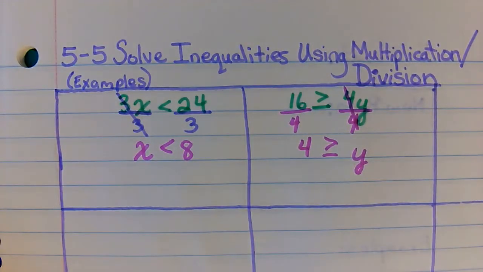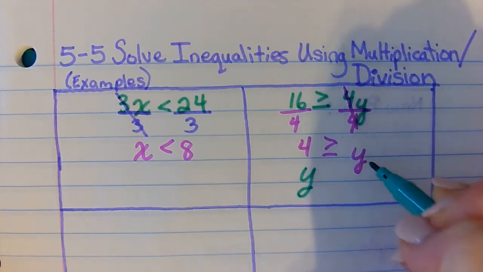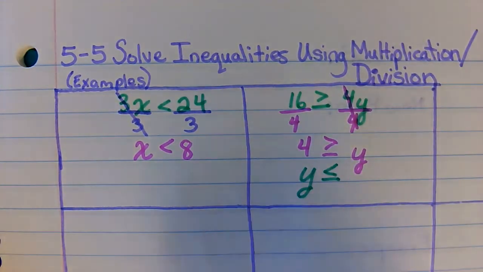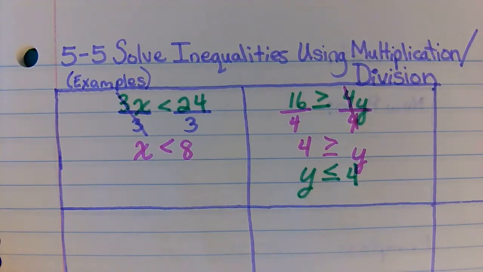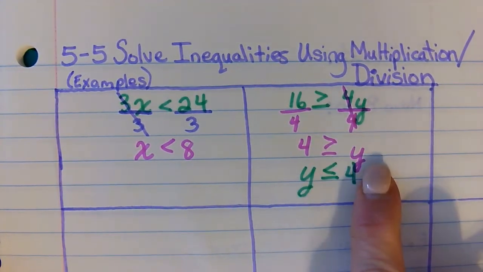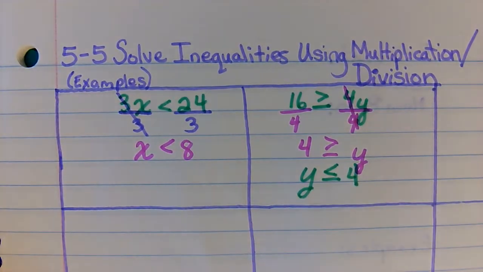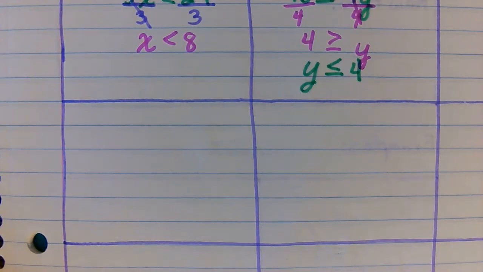Now, not that this is an incorrect answer, it is right. But simplified and written so it's easier to graph later on, it's much better to rewrite this switching y to the left-hand side, which means you've got to reverse this symbol because 4 is now on the right. Now let's see why that makes sense. 4 is greater than or equal to y, which means y is less than or equal to 4. Same thing. Alright, we're going to move on to some more examples before we go on to some practice shortly.